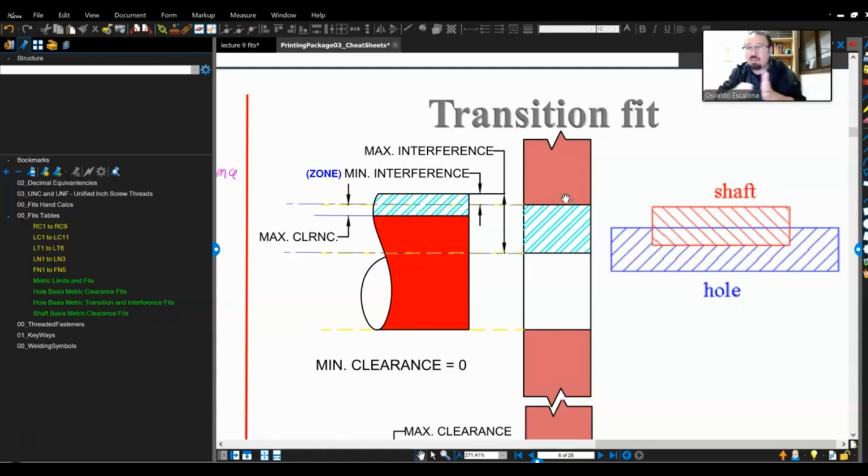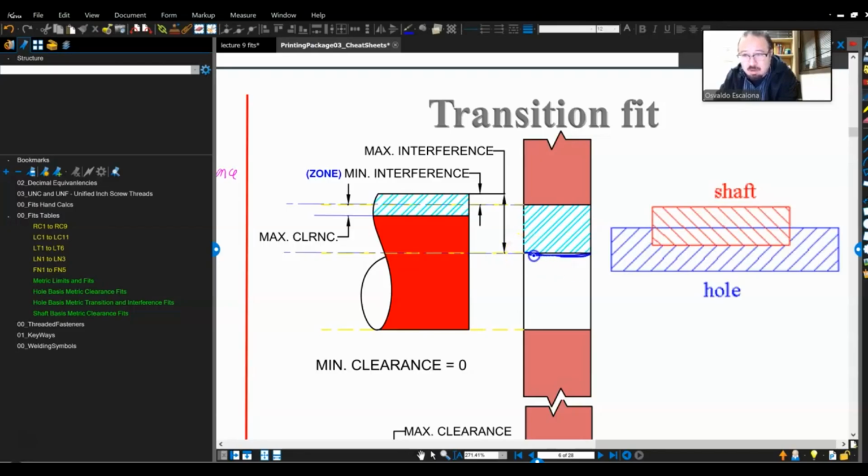We call this a push fit. Push fit is I push and it fits, and I pull and it fits, like my Sharpie. So mathematically, this means that I will have both a clearance and an interference. When do I have an interference? Then we have a range of interferences. But let's do the worst case condition.